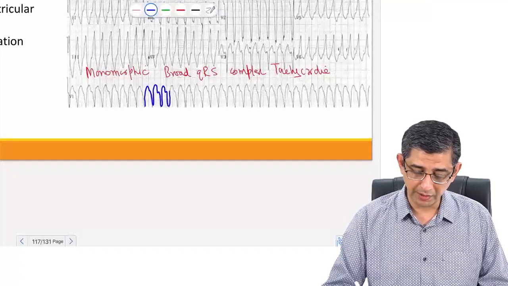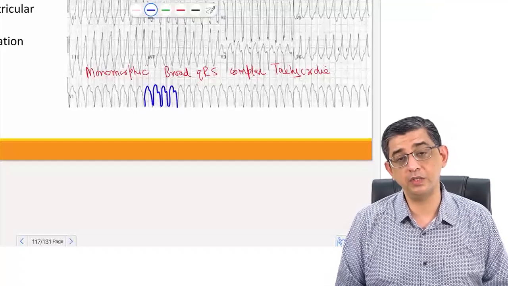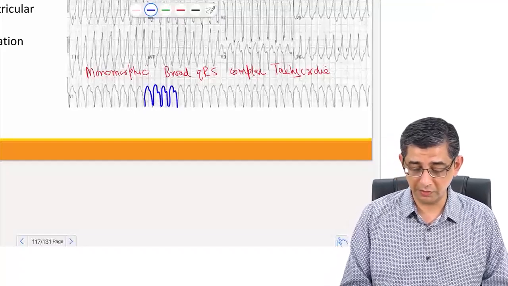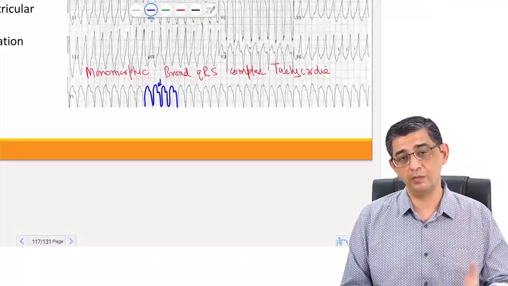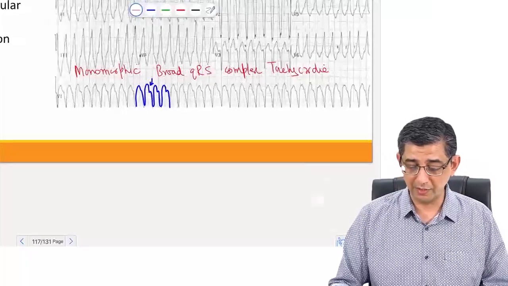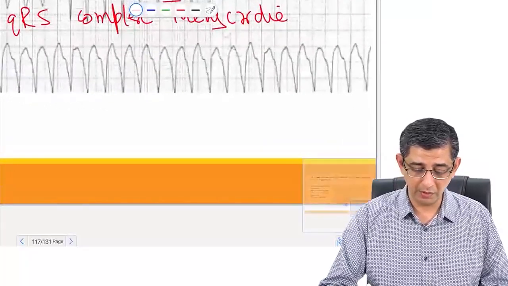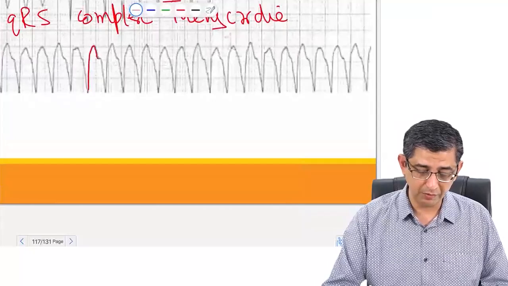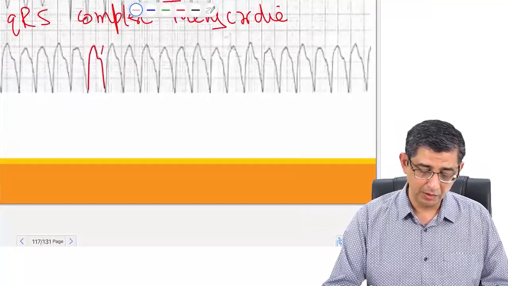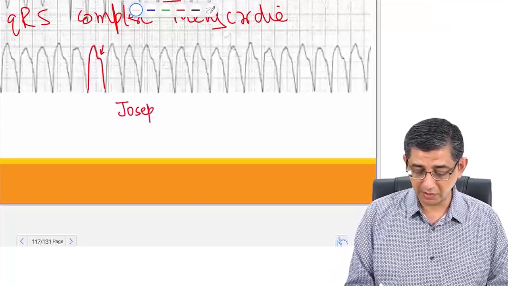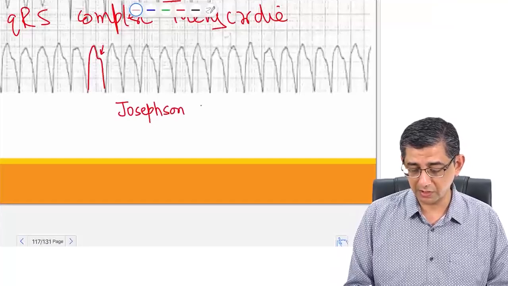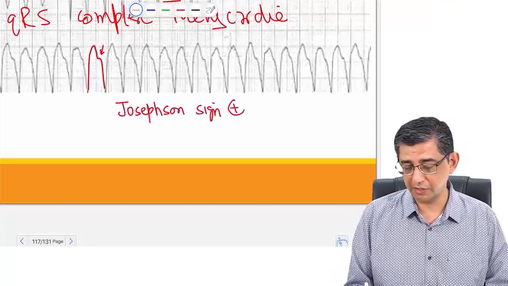The height is almost identical, and you can definitely notice a shelf, or I would say a notch, which is present in the downswing of the S wave. Anything that goes up is R, anything that comes down is S. In fact, I'll use a finer pen and zoom it in so that you can be more sensitized to this shelf or notch that I was talking about. This is very characteristic of ventricular tachycardia, extensively asked in the exam. This is called the Josephson sign and helps you identify a VT.